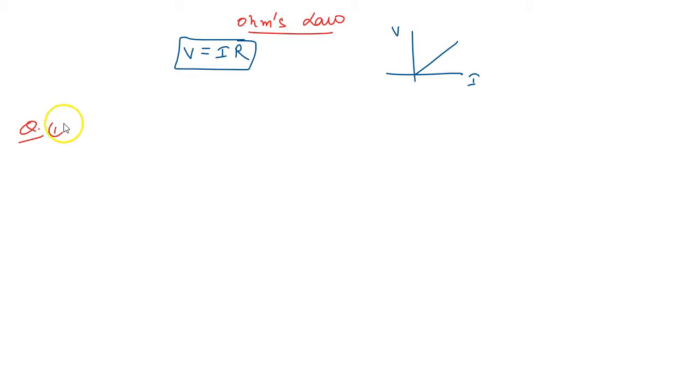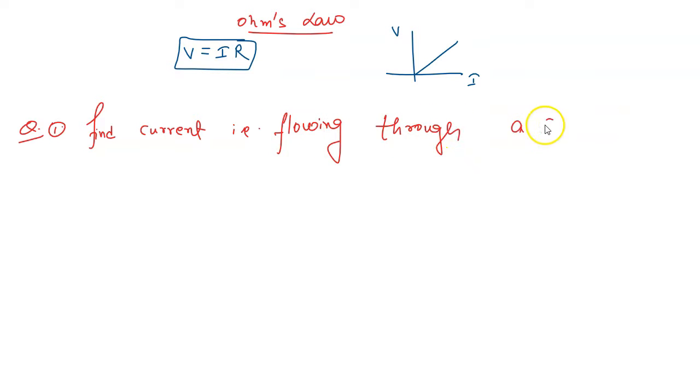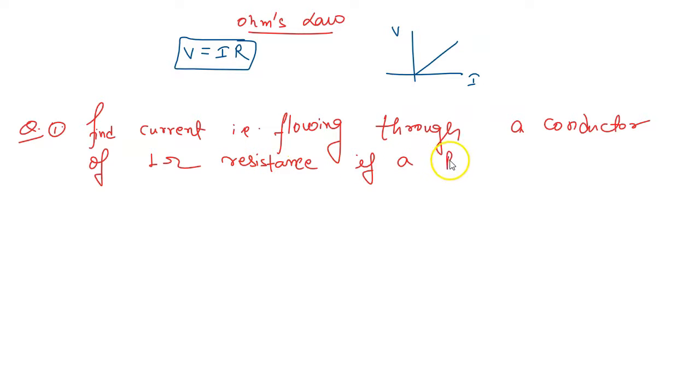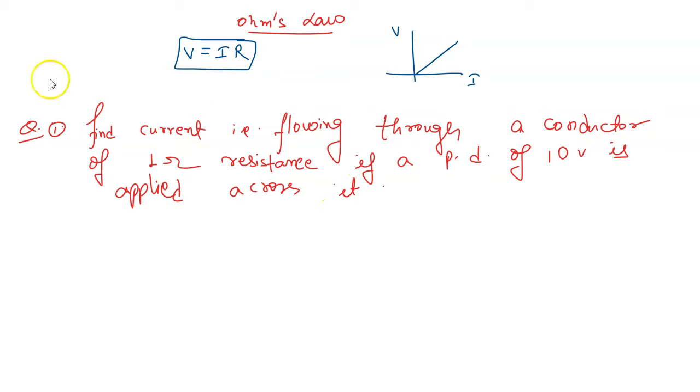So let's say we have a simple question here. We have to find the current that is flowing through a conductor of 1 ohm resistance if a potential difference of 10 volt is applied across it. So everyone will pause the video and try to get the answer for this.